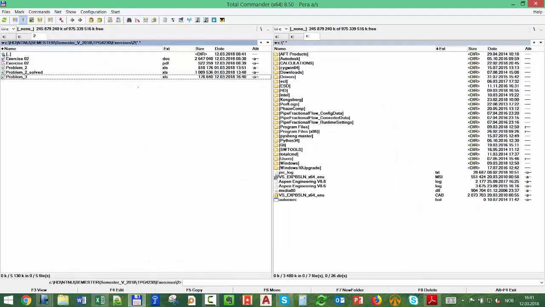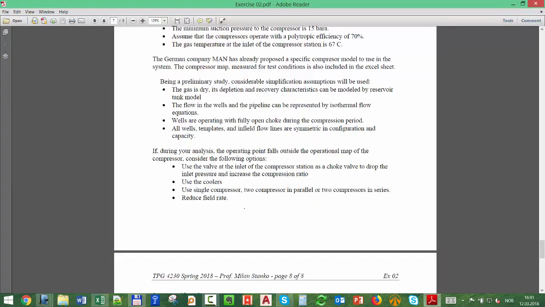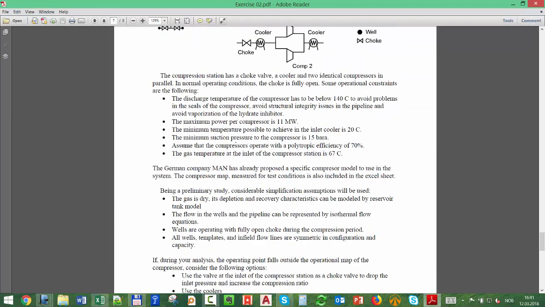So the problem says, let's see here, what do we have? Maximum power per compressor is 11 megawatts. Inlet temperature, the minimum I can have is 20. Minimum suction pressure is 15, and the polytropic efficiency I say is 70.